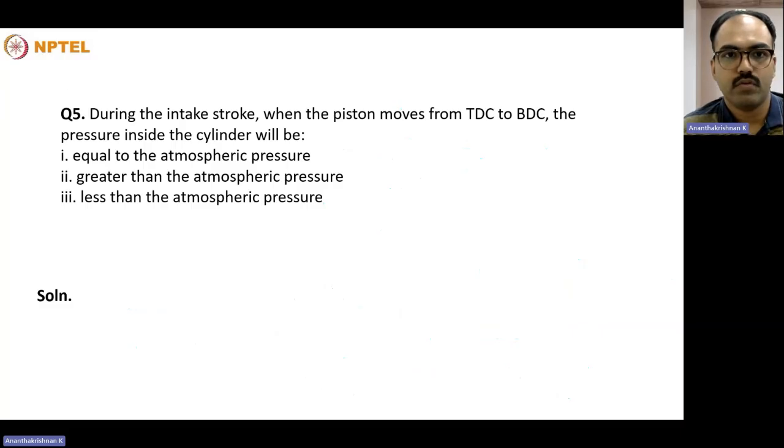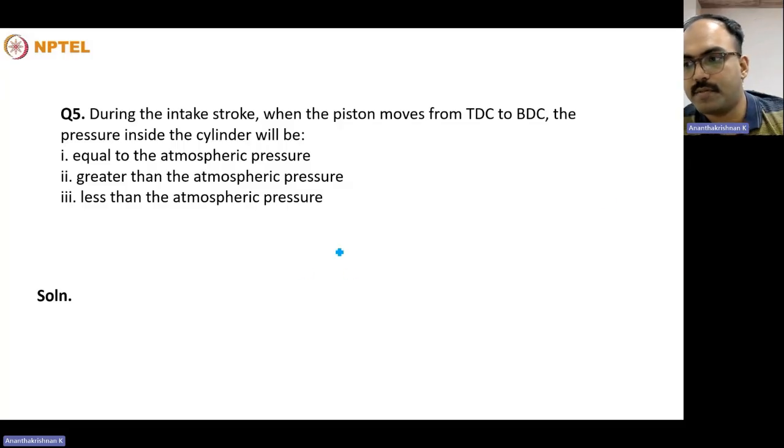Look into the first problem. It's also a multiple choice question. During the intake stroke, when the piston moves from top dead center to the bottom dead center, the pressure inside of the cylinder will be equal to the atmospheric pressure, greater than the atmospheric pressure, or less than the atmospheric pressure.